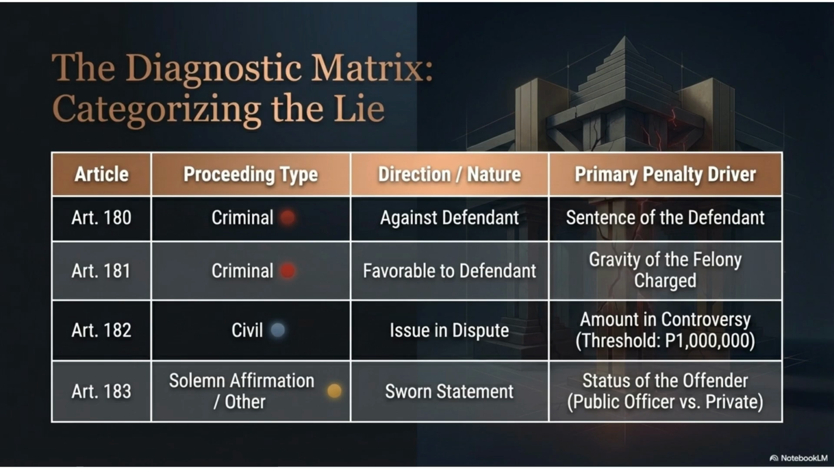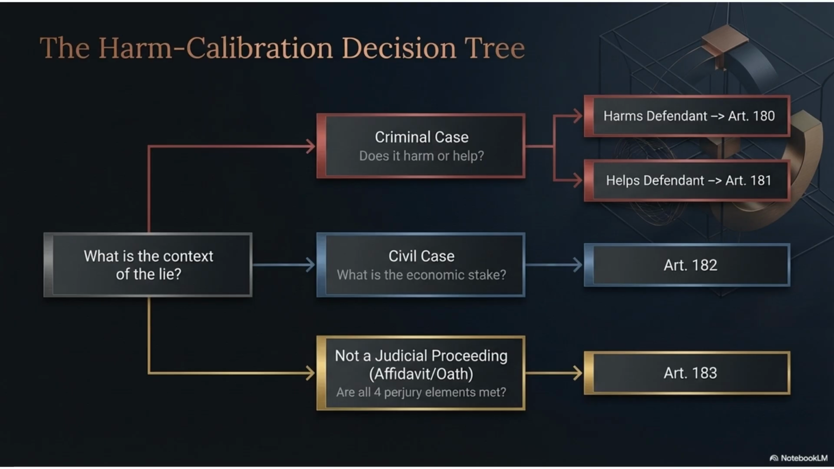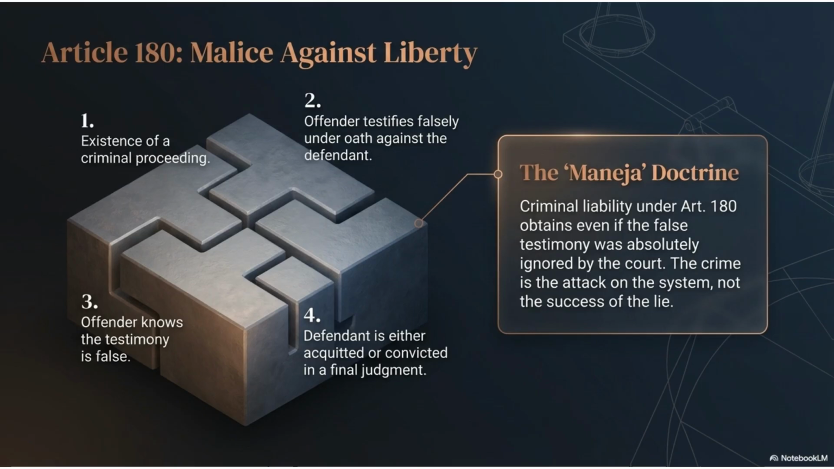We categorize the lie using a diagnostic matrix. False testimony is differentiated by the preceding type, criminal or civil, and the direction of the lie, which determines the primary penalty driver. This harm calibration decision tree illustrates how the context of the lie dictates the applicable article. For instance, in a criminal case, the penalty is calibrated based on whether the false testimony harms or helps the defendant. Article 180, malice against liberty, applies when the lie is against the defendant in a criminal proceeding.